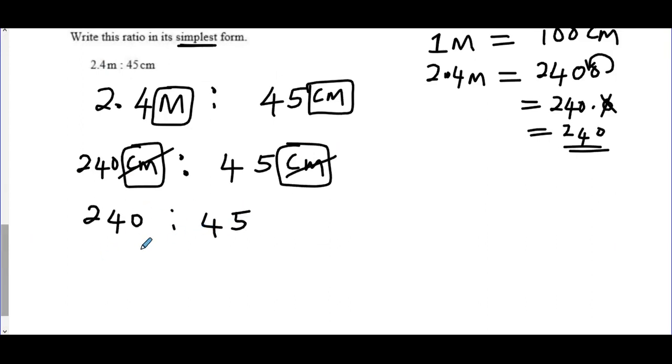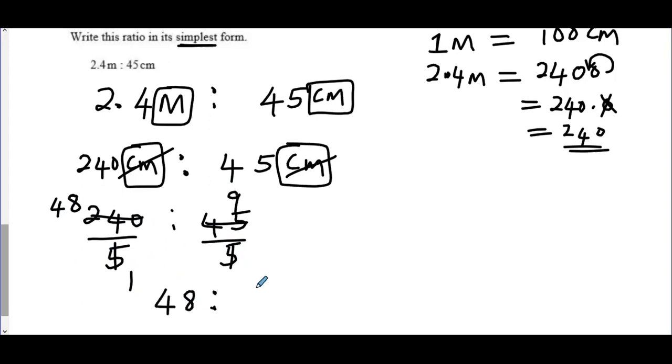And then think of the number which divides both of these numbers. Try 5. So by 5, this will be 9, and 240 by 5 will be 48. Okay, you can try checking this. 48 times 5, that will be 40, and 20, 240. Okay, so now this becomes 48 ratio 9.